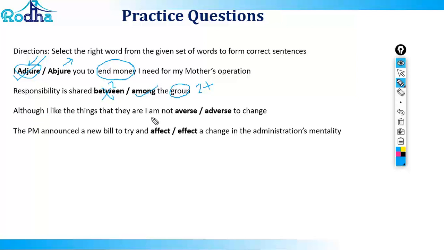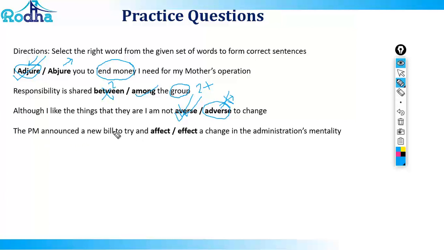Although I like things as they are, I am not adverse/averse to change. Now this word adverse refers to anything which is extreme. But you're talking from the point of view of change, which means you don't dislike change or you don't hate change. So the word has to be averse. This has to be the answer, and adverse can't fit in this context.